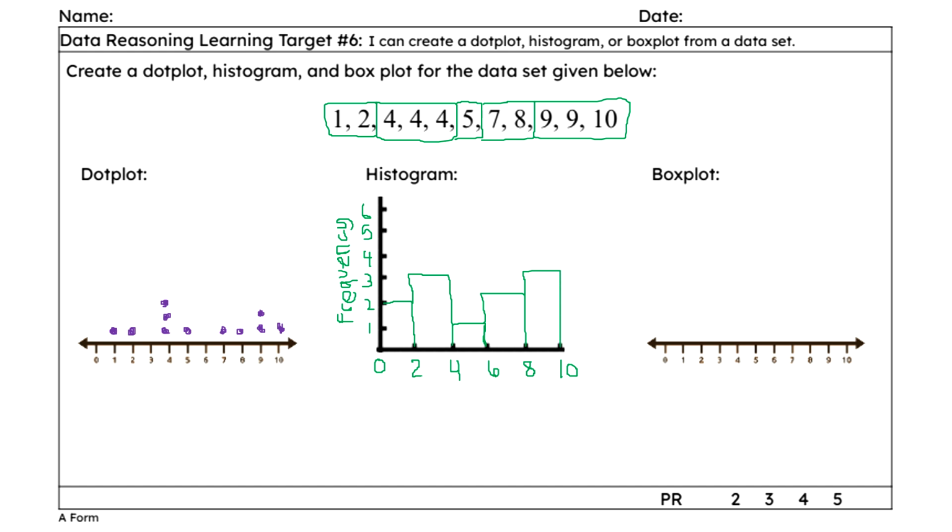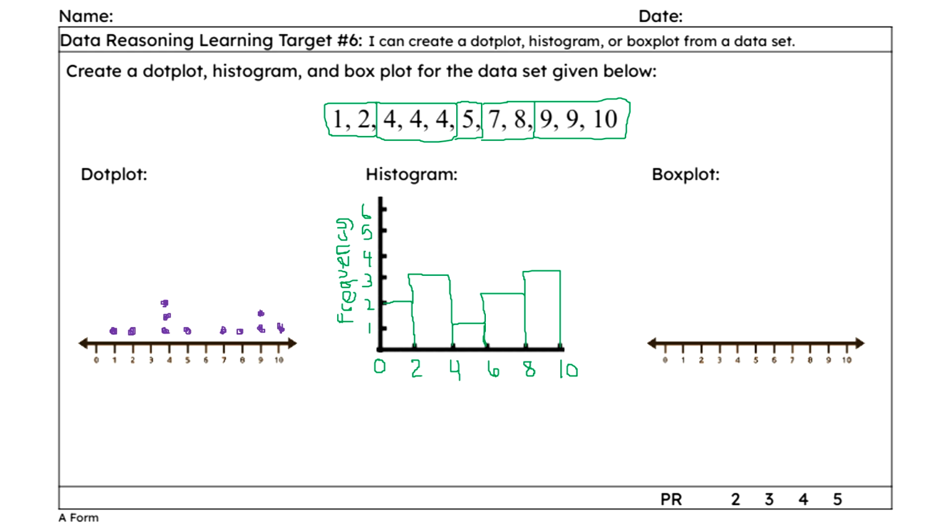Now, if you were not given the original data set, if you did not see that and you only saw this histogram, it's going to give you a lot less information than a dot plot does. A dot plot gives you every single exact value and how many of that exact value you had.